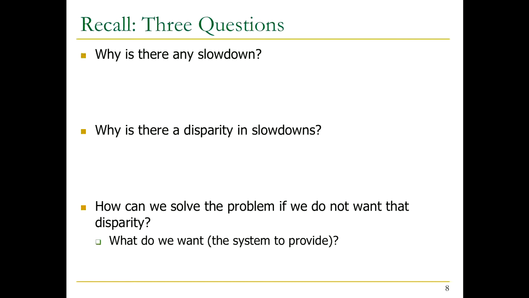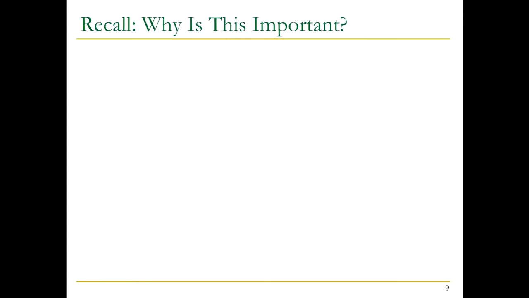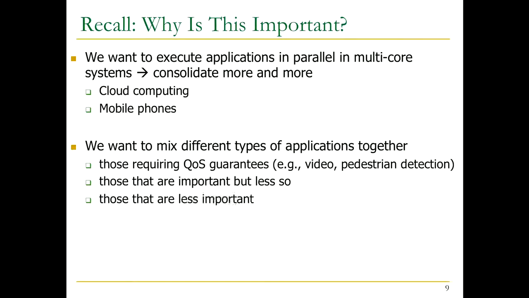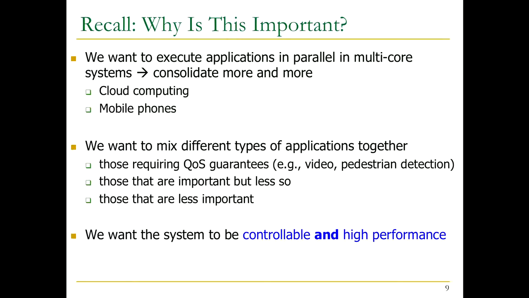Then there's another question over here, right? What do we want the system to provide? That's always an important question to ask, but let's defer that for a while. Why is this important? I'm going to skip this slide because we talked about this yesterday. Basically, we want to put many applications on the system together, and we want the system to be controllable as well as high performance at the same time. We don't want this sort of performance loss happening.